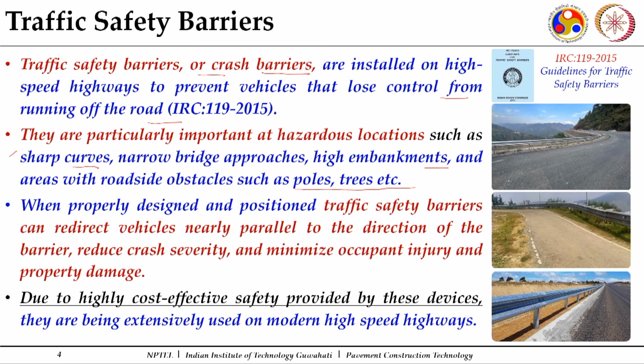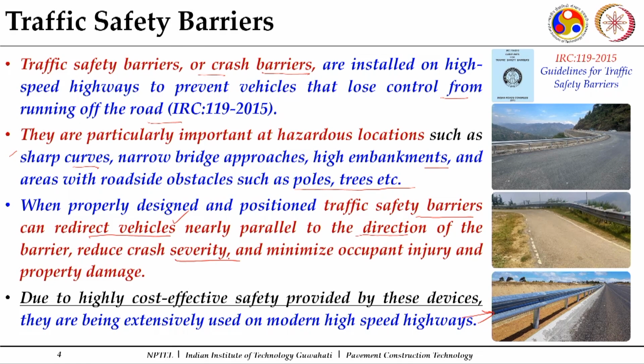When properly designed and positioned, traffic safety barriers can redirect the vehicles. This is very important. You can see this is one example of a steel crash barrier, a W beam type steel crash barrier. It can redirect vehicles nearly parallel to the direction of travel. If a vehicle is moving in this direction, it helps to redirect the vehicle in the direction of travel, nearly parallel to the barrier. So, this is one. Reduce crash severity.